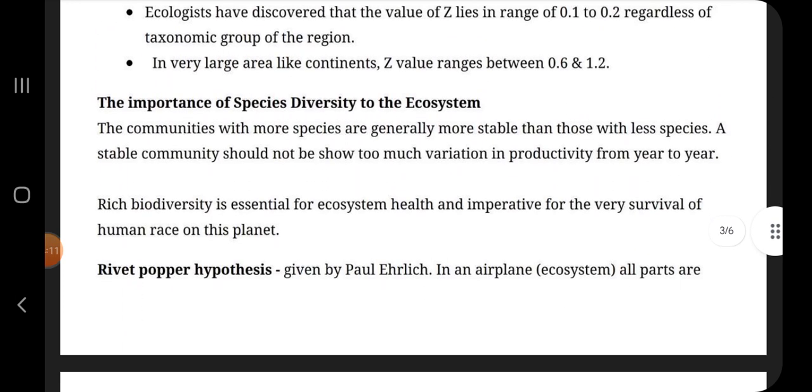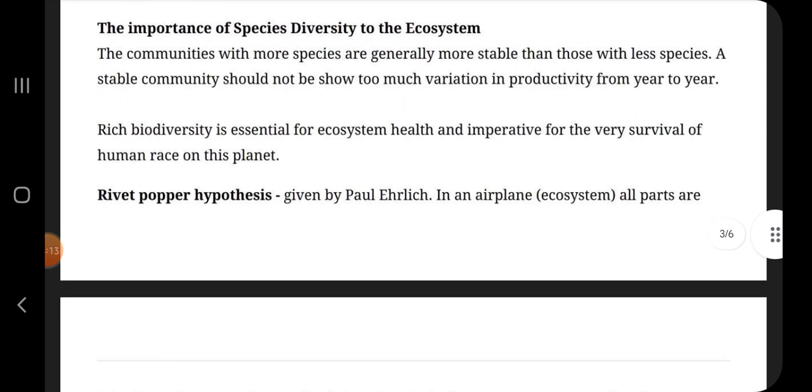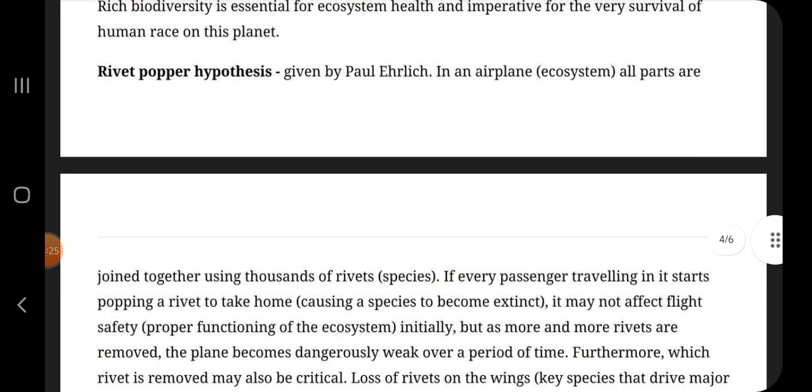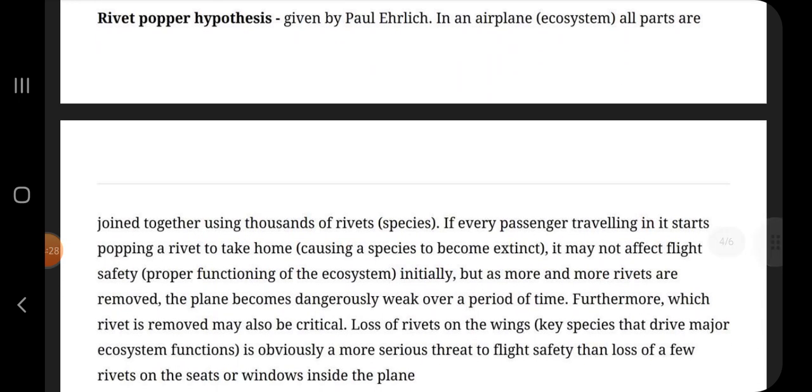Then the importance of species diversity. Communities with more species are generally more stable, and a stable community should not show much variation in productivity from year to year. Then the rivet popper hypothesis given by Paul Ehrlich. An aeroplane resembles the ecosystem, and all parts are joined together using thousands of rivets, which resemble species.